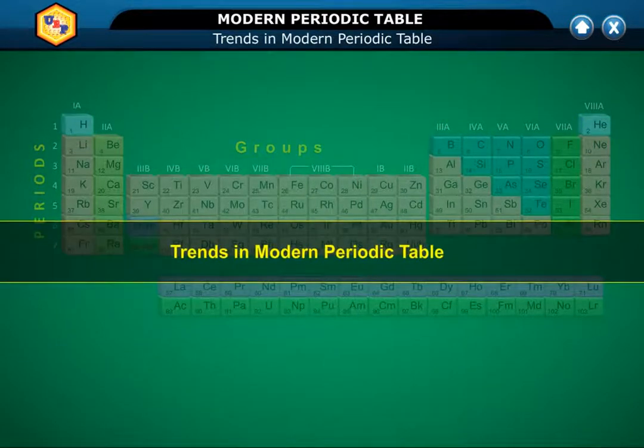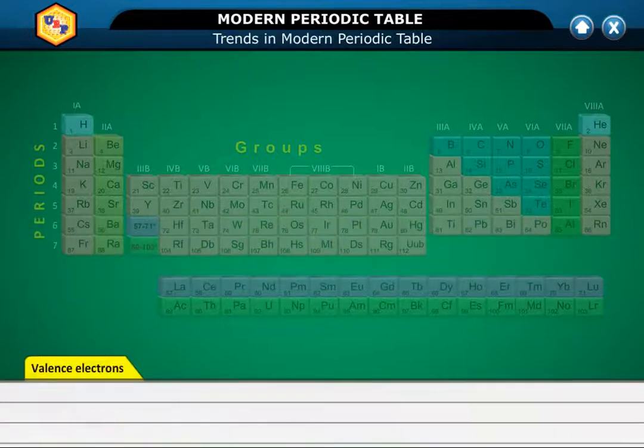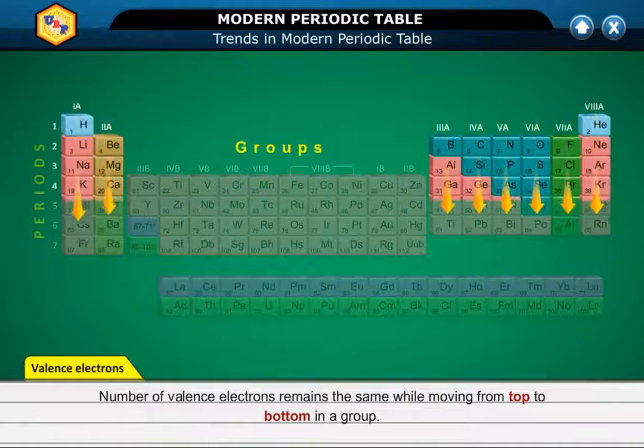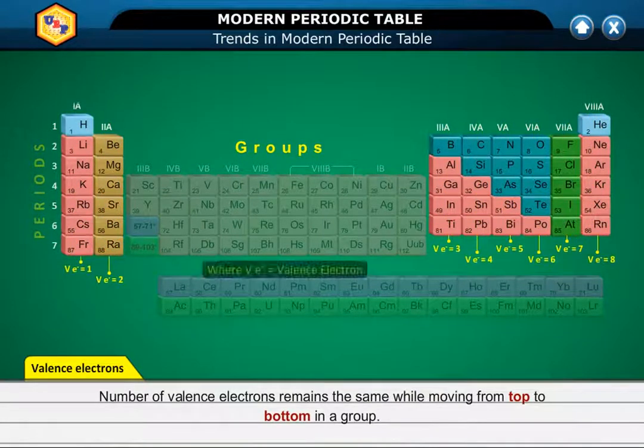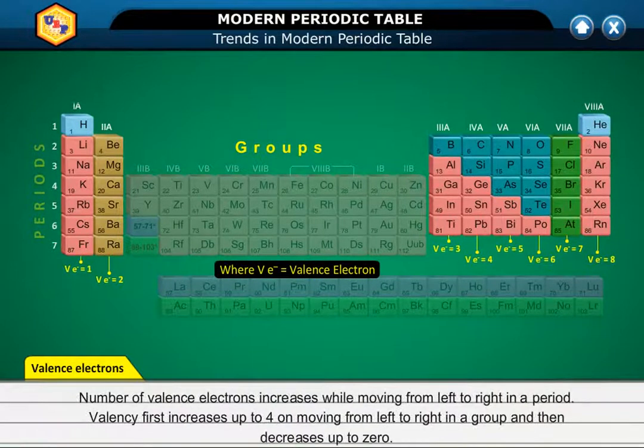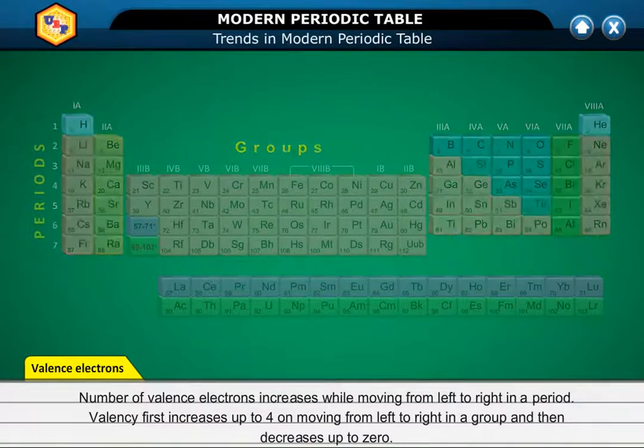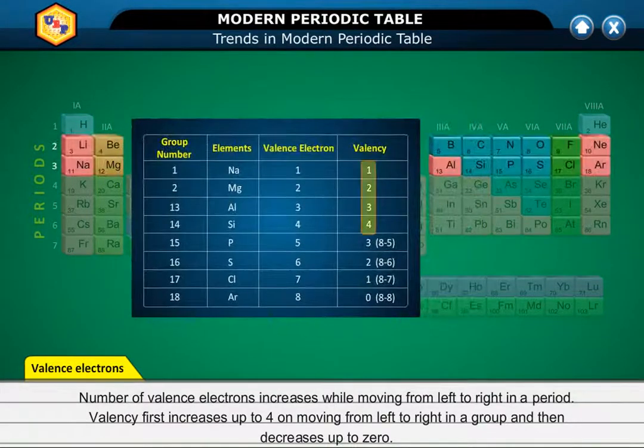Trends in modern periodic table. Number 1. Valence electrons. The number of valence electrons remains the same while moving from top to bottom in a group. The number of valence electrons increases while moving from left to right in a period. Valency first increases up to 4 on moving from left to right in a period and then decreases up to 0.